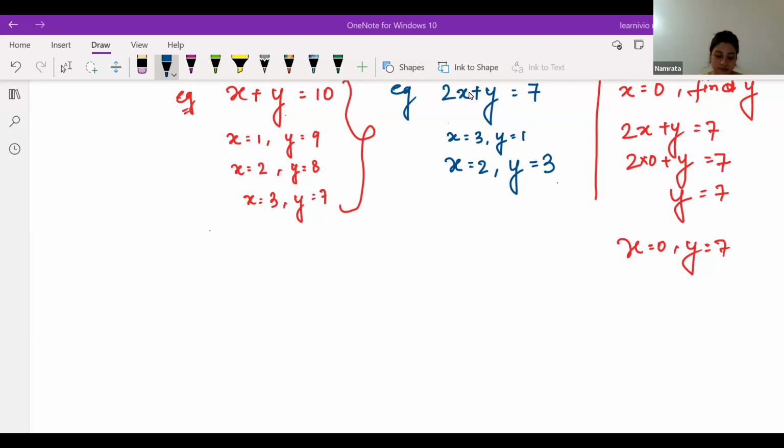Am I audible to everyone? Okay, so you are doing surface area of cone, right? And you have done till question number 5, right?